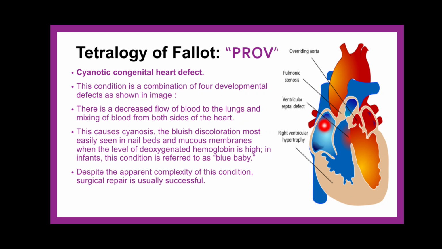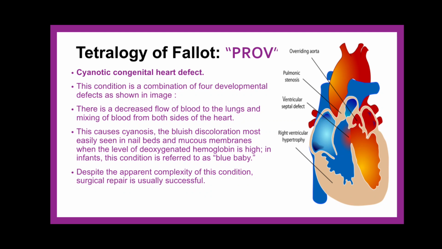So what is this? As the name suggests, pulmonary stenosis is nothing but stiffening of the pulmonary valves. Then ventricular septal defects, as we have learned, there is a hole in the interventricular septum. Then right ventricular hypertrophy is nothing but abnormal thickening of the right ventricle, which is usually very thin compared to the left ventricle. Then overriding aorta.